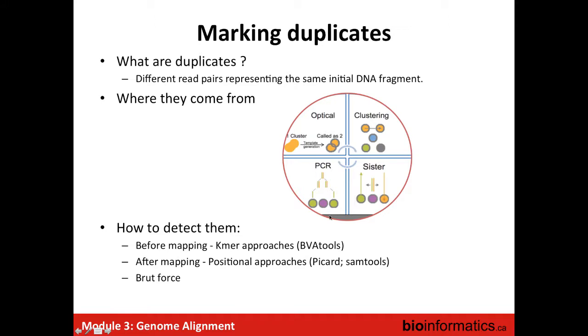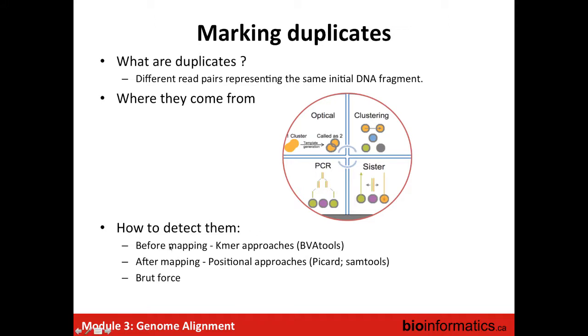So PCR, when you do the PCR at the beginning, you will have your molecules that will start to amplify. And you will also have sisters that are created. But these, we won't look at. So the PCR is, you just do too much PCR of the sequence, so you increase the number of your sequences in your data. And sister is just a kind of artifact in your data.